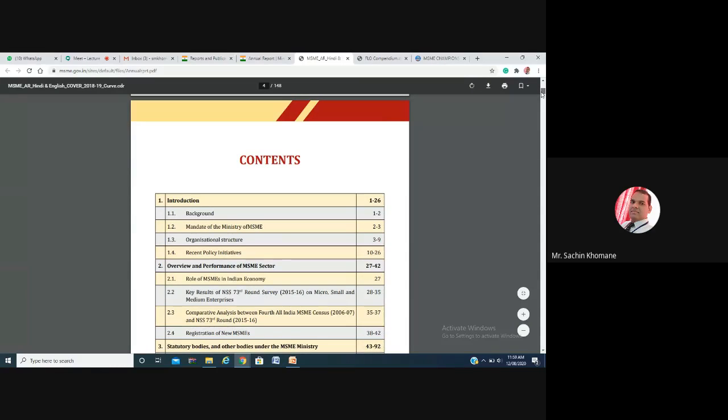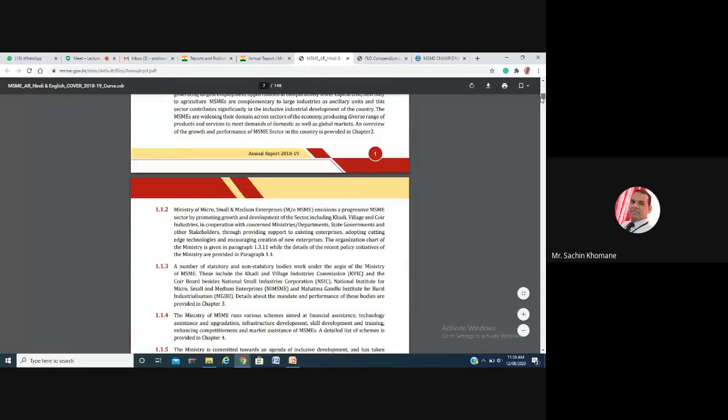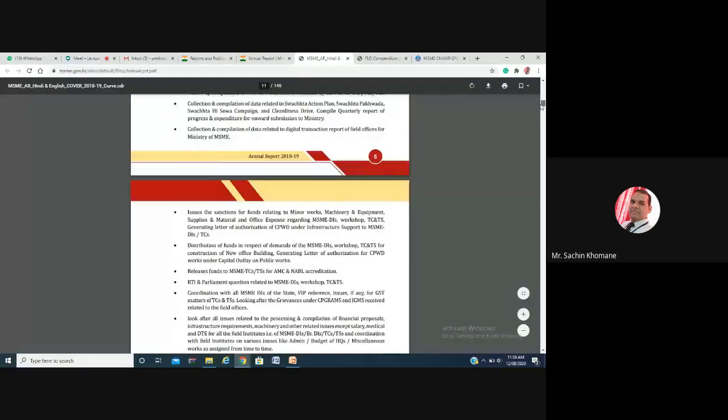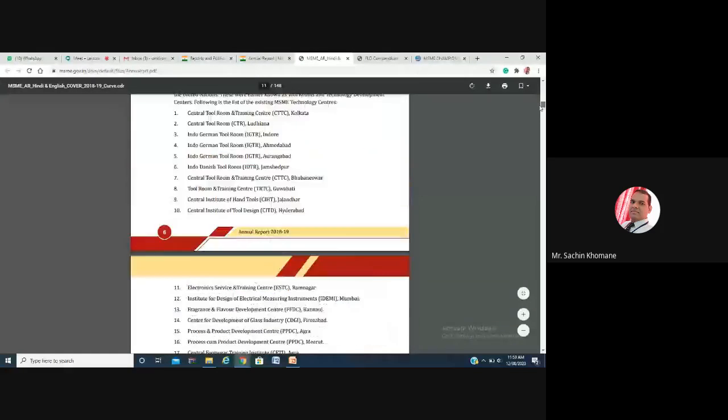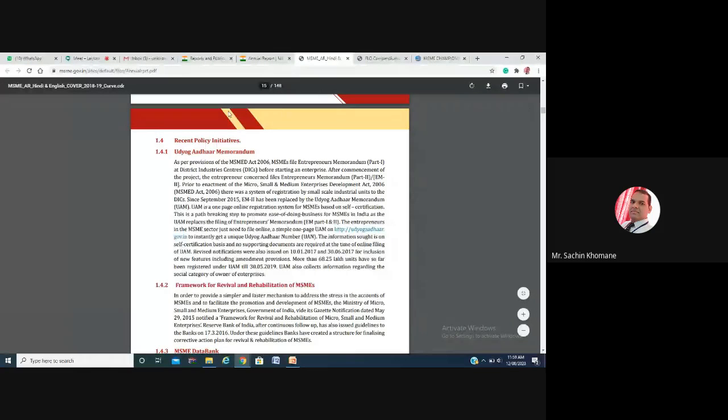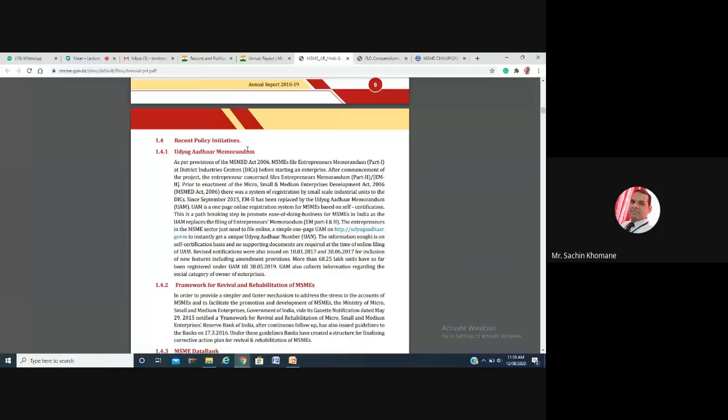They have mentioned all information related to their last year's report, like how many products, recent policy initiatives. Whatever recent policy initiatives MSME has taken, all those initiatives you will understand here. And if you understand recent policies, as an entrepreneur, if you know the recent policies, then definitely it is welcome for you.